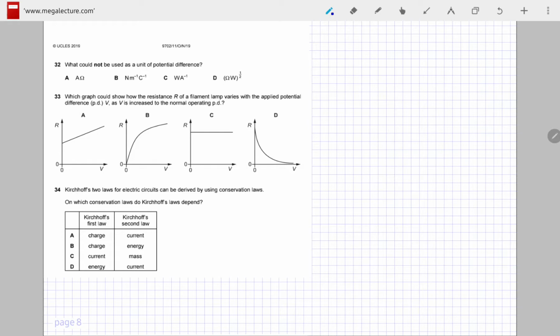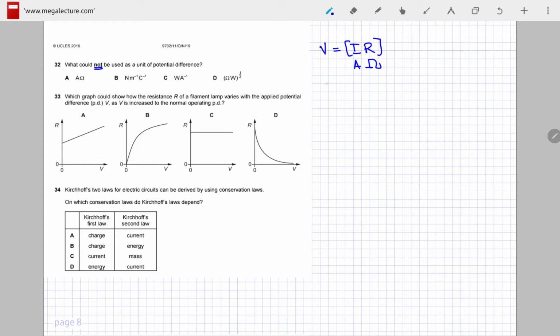32. What could not be used as a unit of potential difference? So we'd have to see what are the possibilities for the units that can be derived for potential difference. We know that the potential difference is given as V is equal to IR from Ohm's law, which gives you I amperes and R ohms, right? So the units for these are this.